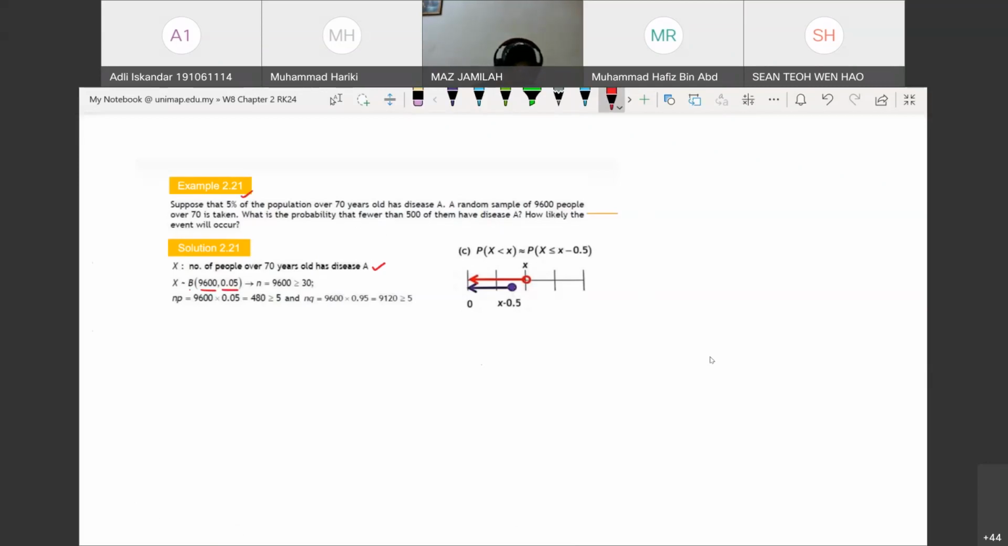The first is n is greater than 30. np you will get 450, greater than 5. nq is 9120, again greater than 5. So all three conditions are met, and then you can answer the question. What is the probability that fewer than 500? P(X less than 500)?